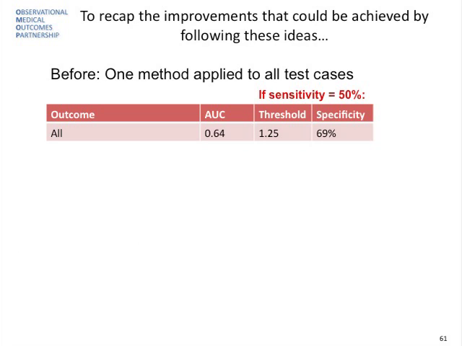Okay, so just to recap where we've been and where we're going here. What we started with was a new user cohort design and propensity score stratification, applied to all test cases. It seemed like a reasonable starting point. Certainly I thought it was. And what we observed was an AUC of 0.64. If we wanted to achieve 50% sensitivity, you would have had to set your threshold at 1.25. The consequence of setting that threshold would be a specificity of 69%.